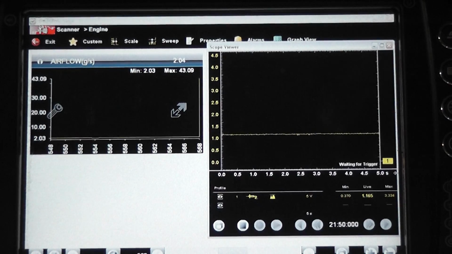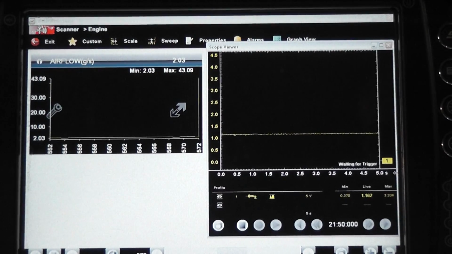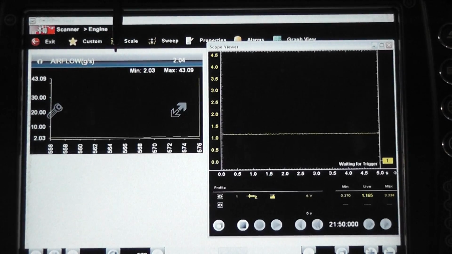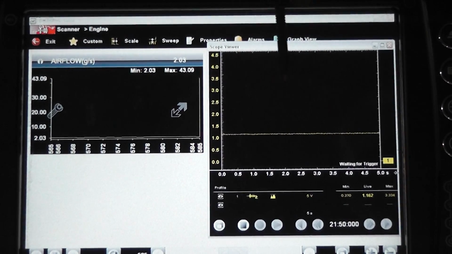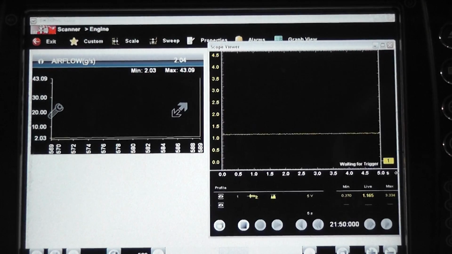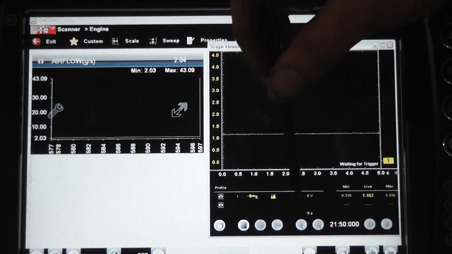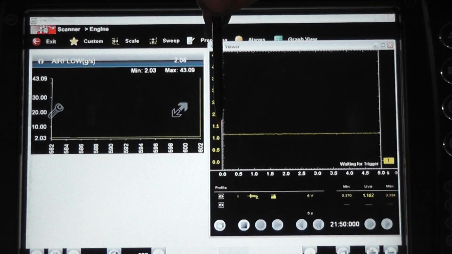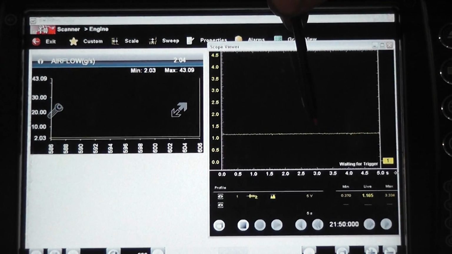Okay, nice feature of the Varis. I can look at scan data, which is to the left, and I can look at live scope readings to the right. This is my mass airflow signal directly. I showed you the T-pin where we were connected. So this isn't processed data, this is actually live. I'm reading about 1.1 volts right now at idle on the mass airflow with a 2 grams per second reading.